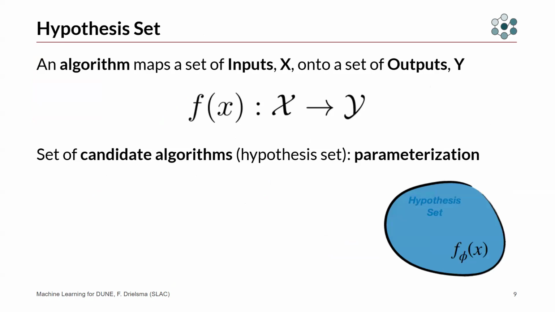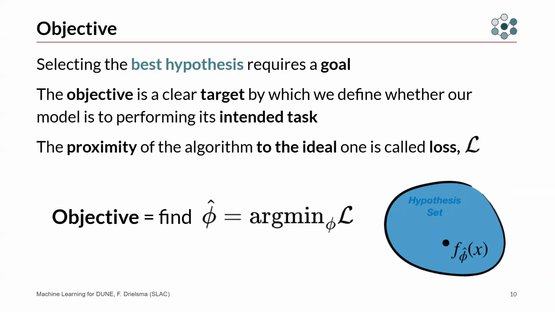In particular, an algorithm, which I've been talking about before, is something that maps a set of inputs onto a set of outputs. That's all that it is, right? And the set of candidate algorithms is the set of hypotheses that you can fit to. And so it's essentially a parameterization of your problem. So if you think about a polynomial fit, for instance, it's one parameterization of a way to fit some data onto a certain output, right?